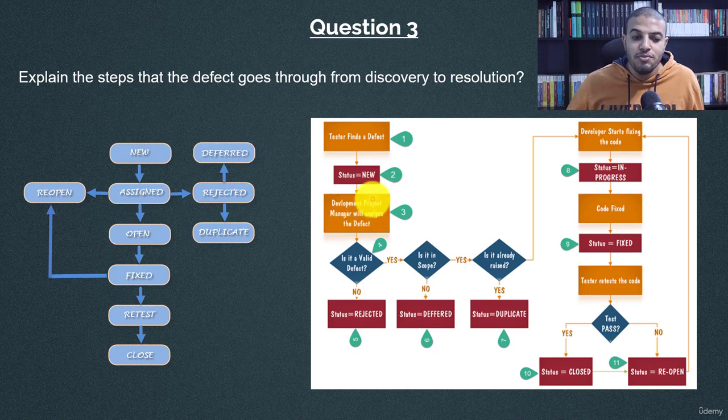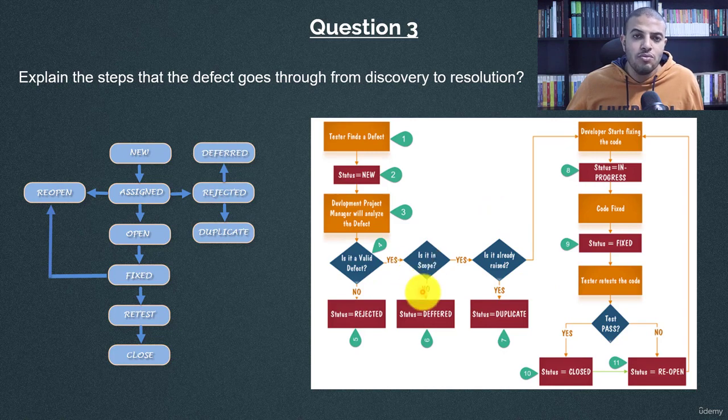Then the development project manager will analyze the defect. It depends on the process, okay? The developer himself might analyze the defect, the team leader or the technical lead might analyze the defect. So is this a valid defect? If it is not a valid defect, we say that it is rejected. If it's a valid defect, then we ask another question, is it in scope? If this defect is in scope, so we say, is it already raised? In this case, yes, it is duplicate. But if it is not already raised, then this is a defect.